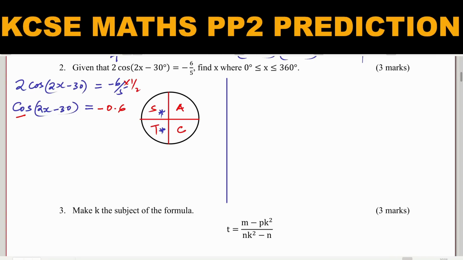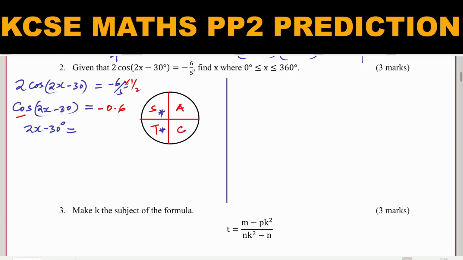That is where we should get our angles. Because in the second quadrant, the only thing that is positive there is sine. All the others are negative. The third quadrant, only tangent is positive. All the others are negative. So after getting that, when you have the left hand side cosine of 2x minus 30, if you want to remain with 2x minus 30, you get the cosine inverse of cosine of 2x minus 30. You will remain with 2x subtract 30 degrees equal to the cosine inverse.